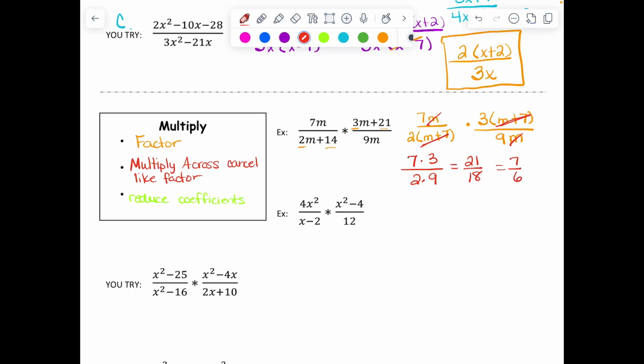Now, you could also do some reducing here. You could have that, get rid of that, and that turns into a 3, and then that would have got you there much quicker than 21/18. But either way, you're still going to get 7/6. All right, that's example A.